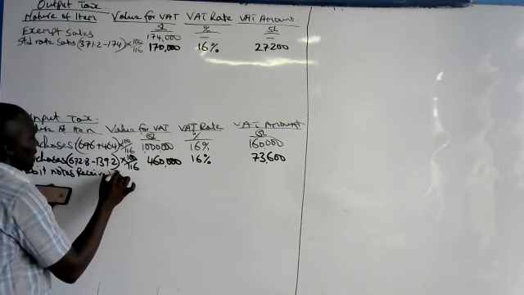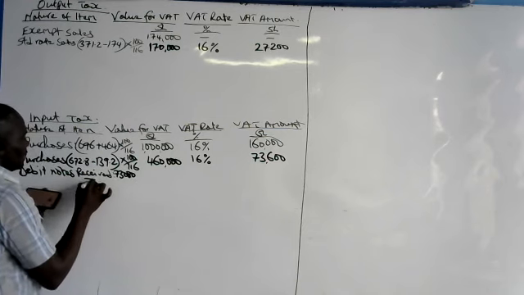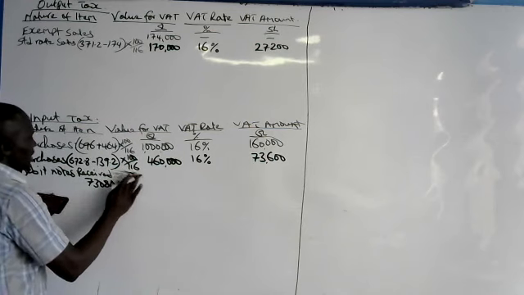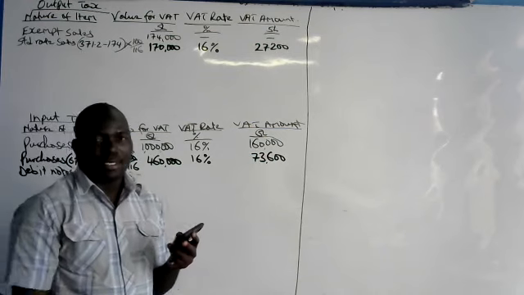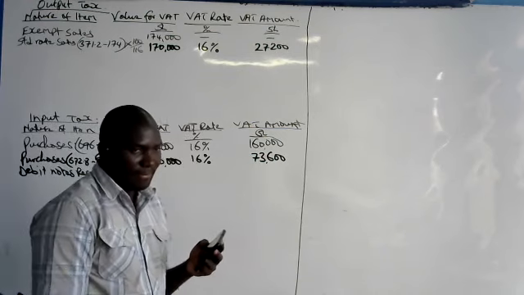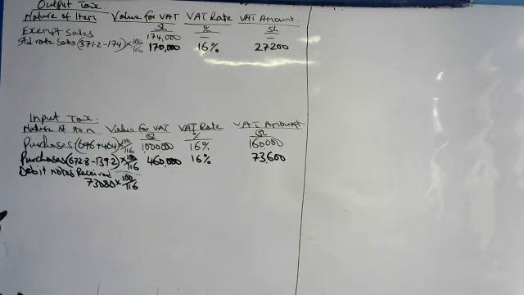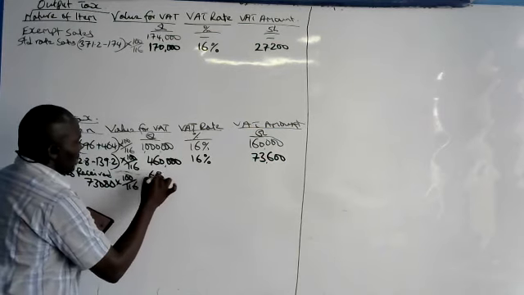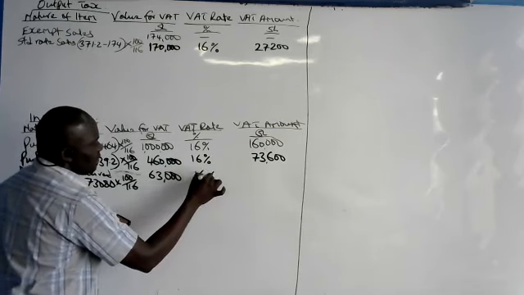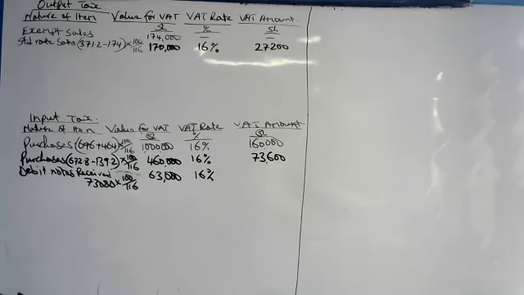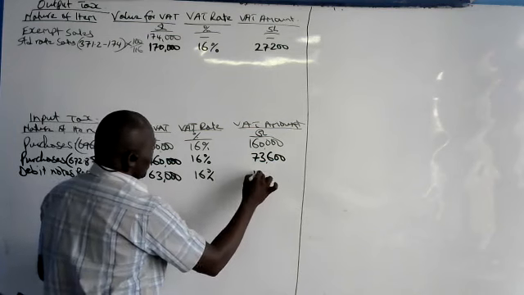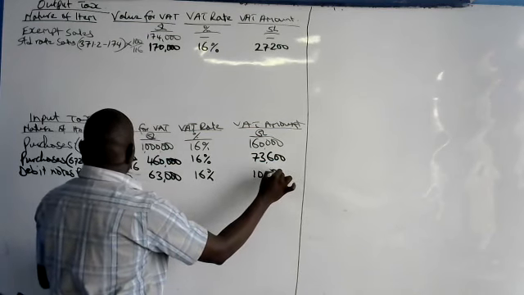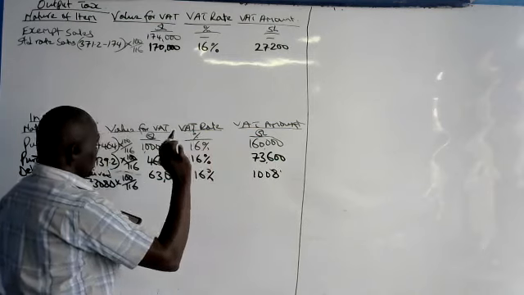$73,080 times 100 over 116. How much is that? The 3K. So here in our deposit, because it's increasing our purchases there. VAT yake iko ngapi? 1008. 1080.